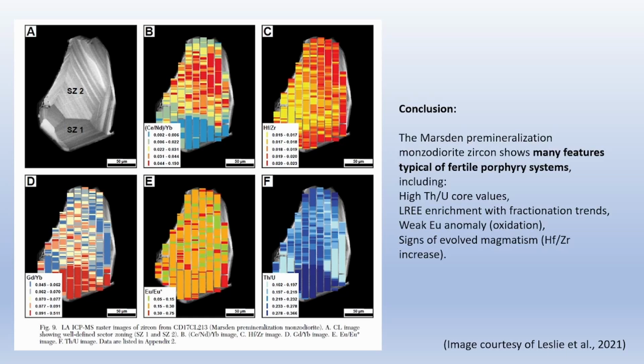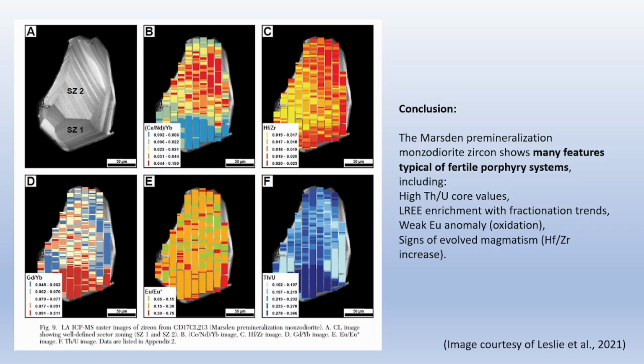Here we have CL images of zircons from monzodiorite, which is for the Marsden, and you can see the beautiful sector zoning. It doesn't look like that, but SZ1 here is a core and SZ2 is a rim. And then we have the mineral maps and the ratios.